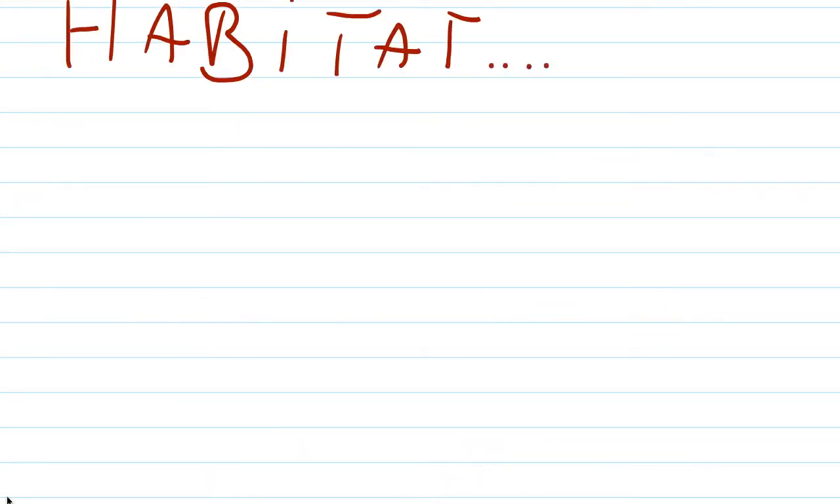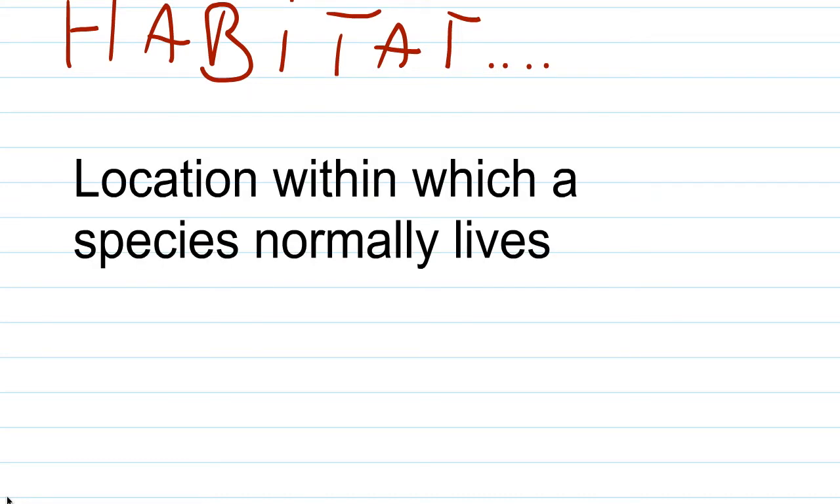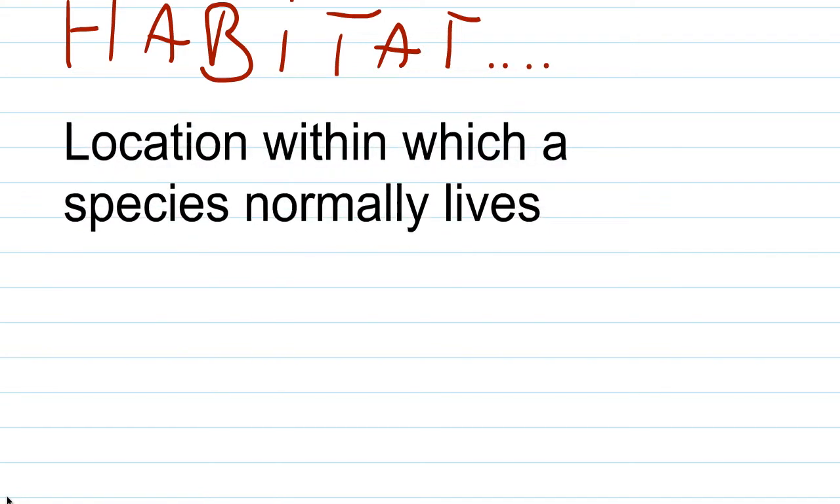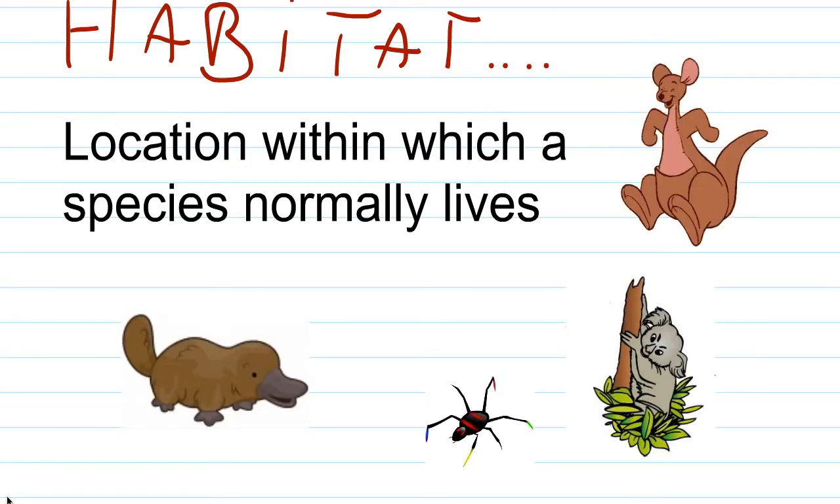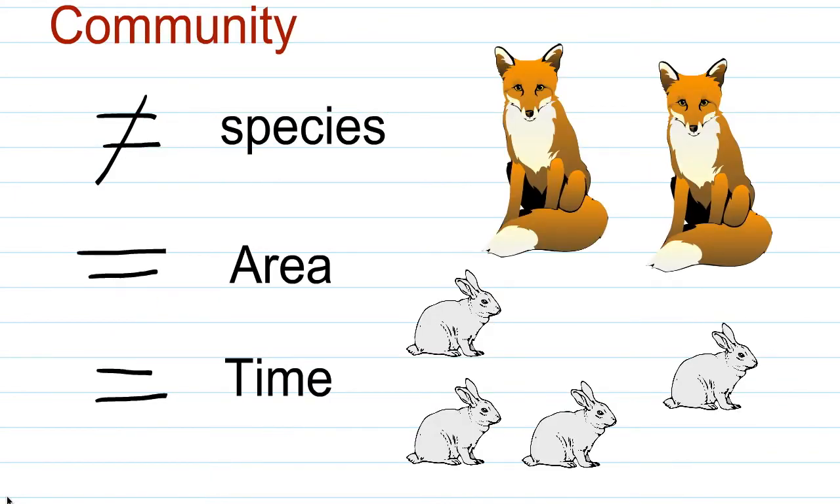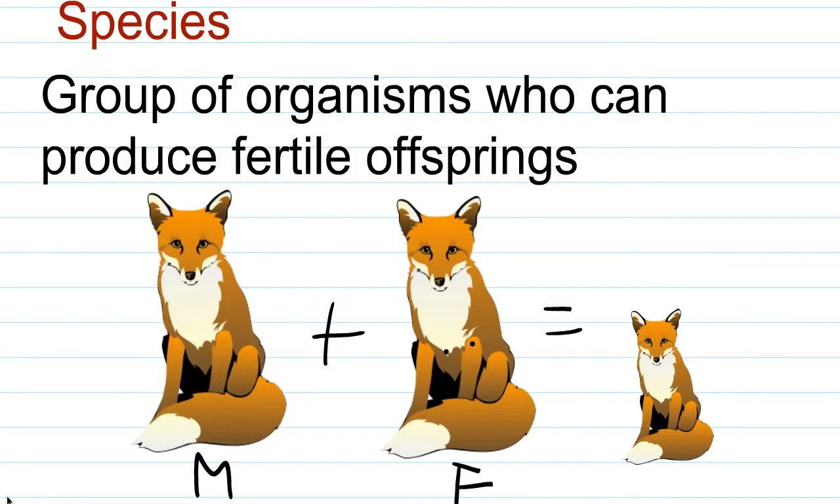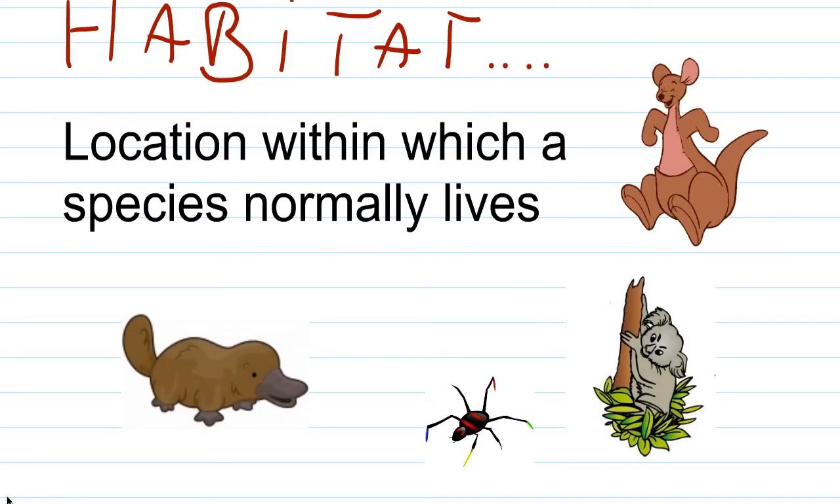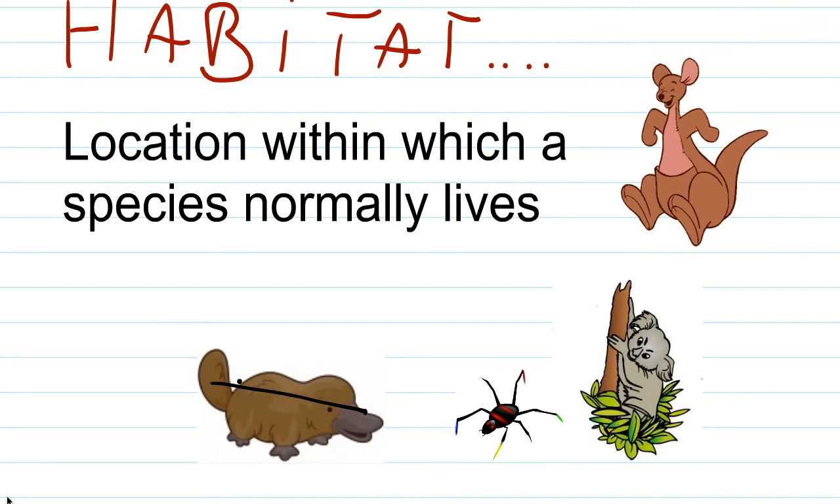And then we're talking about habitats now. So a habitat is the location within which a species normally lives. My favorite habitat, since I'm Australian, is the Australian bush, where of course we have a community of many different animals with many different species inside, with a habitat which is the Australian bush, and which they all interact with each other. For example, also little crazy spiders ready to kill you.